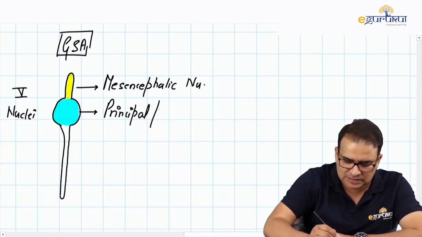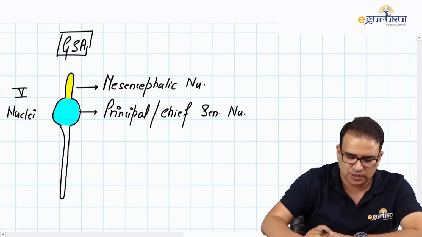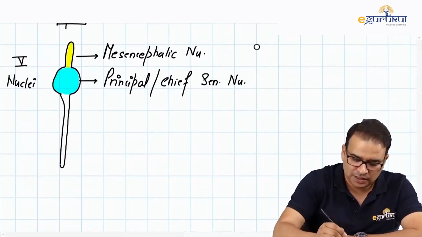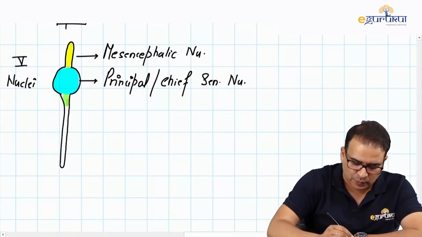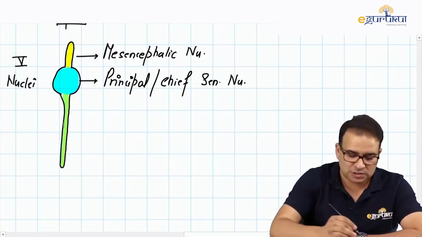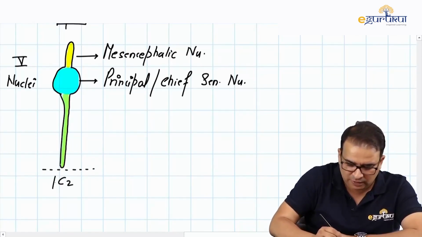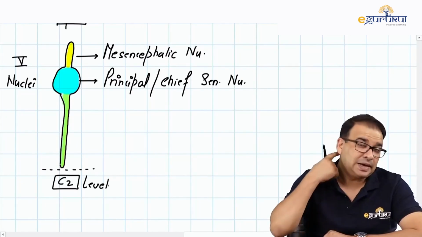This is the principal sensory, or you can even call it the chief sensory nucleus. And the third nucleus, the third part here, as I said, starts in the pons. The major part is in the medulla oblongata, but because it goes to the spinal cord, in fact, it was a question even asked, it extends till the C2 level of the spinal cord. It goes till the second cervical segment.